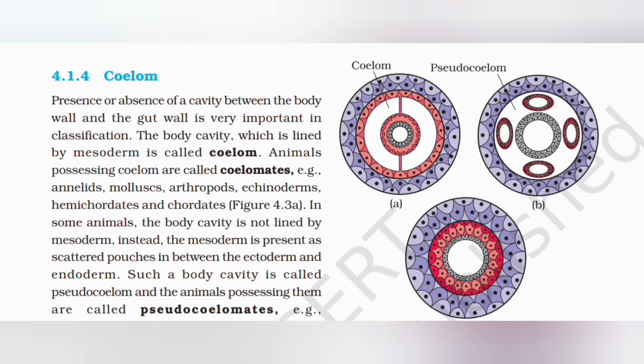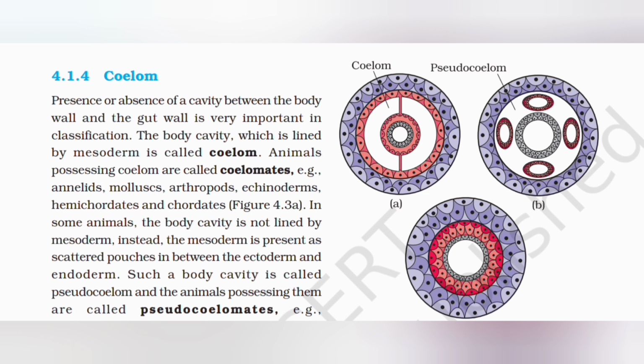4.1.4 Coelom. Presence or absence of a cavity between the body wall and the gut wall is very important in classification. The body cavity, which is lined by mesoderm, is called coelom. Animals possessing coelom are called coelomates. Example: annelids, molluscs, arthropods, echinoderms, hemichordates and chordates. Figure 4.3a.